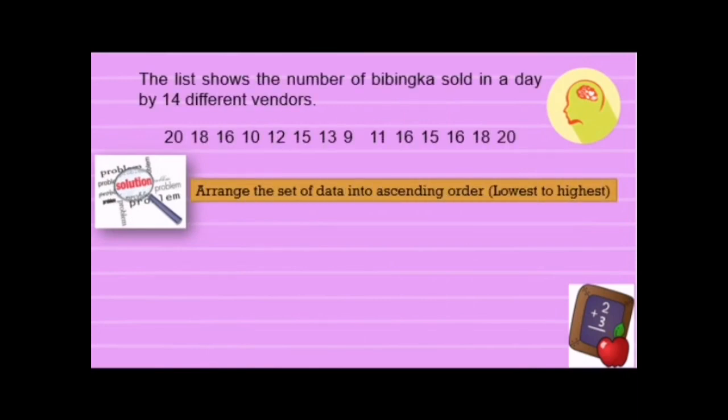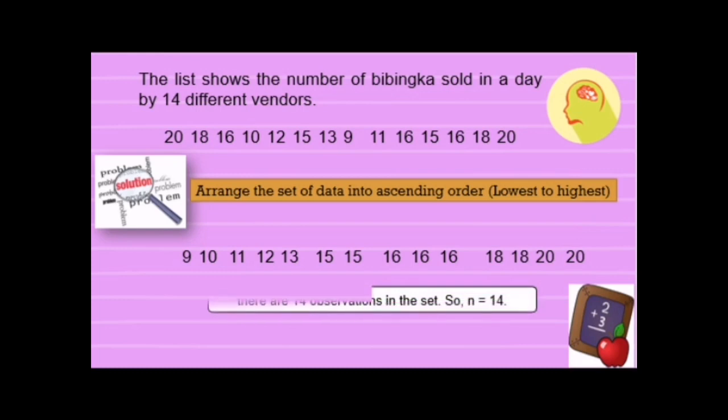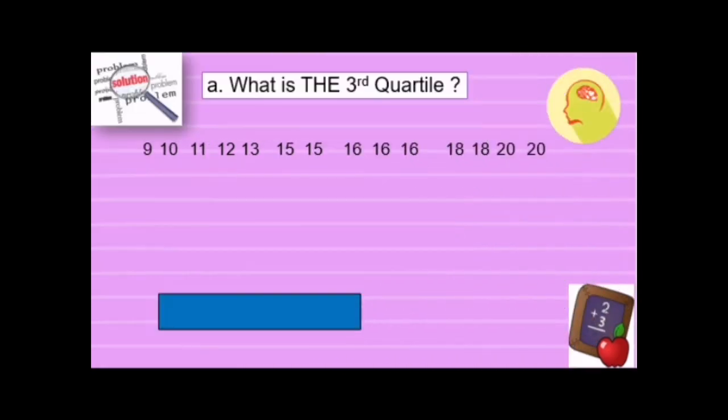Now, the first thing that you have to do is to arrange the set of data into ascending order, lowest to highest. So that will be the arrangement of the given set of data. Next, there are 14 observations, so therefore, our n is equal to 14.